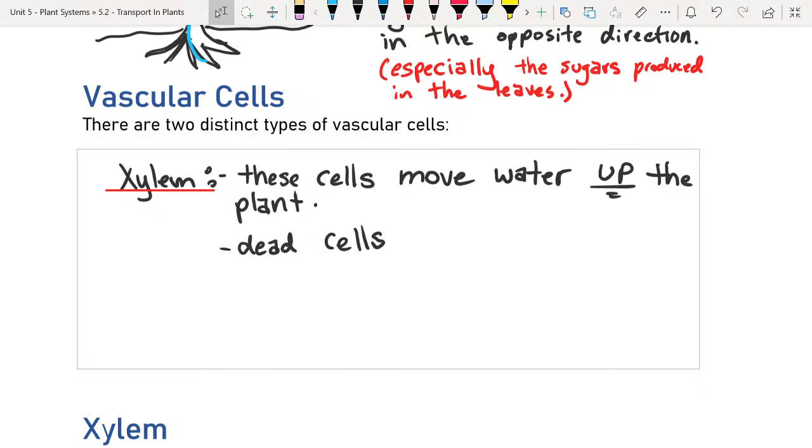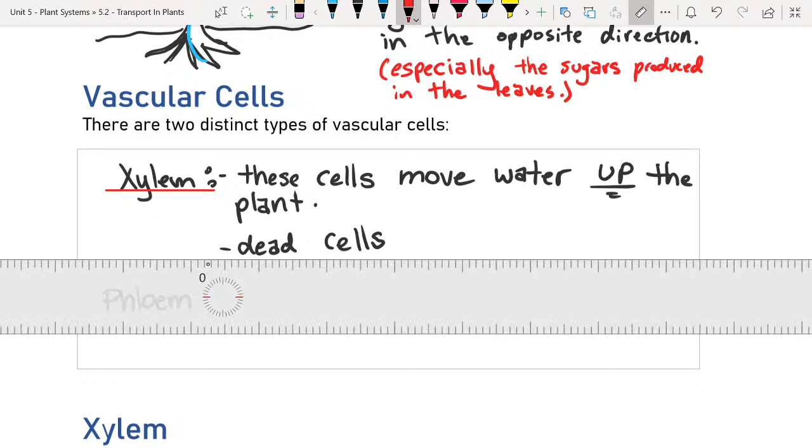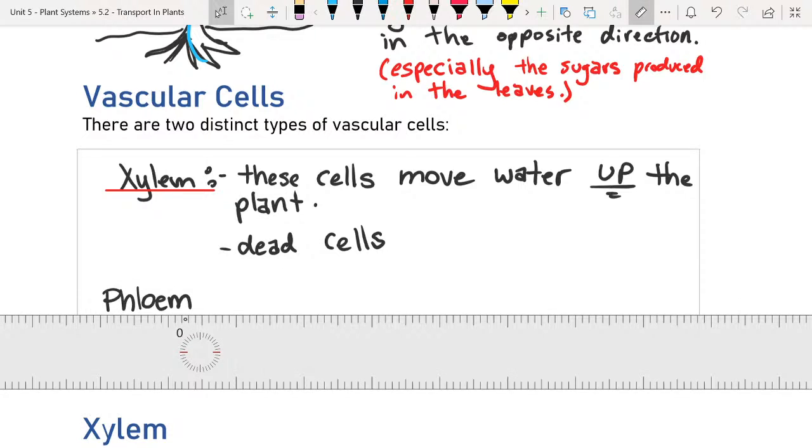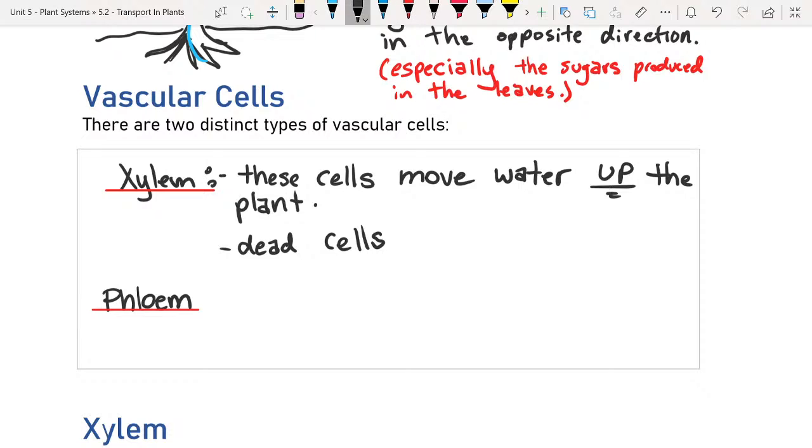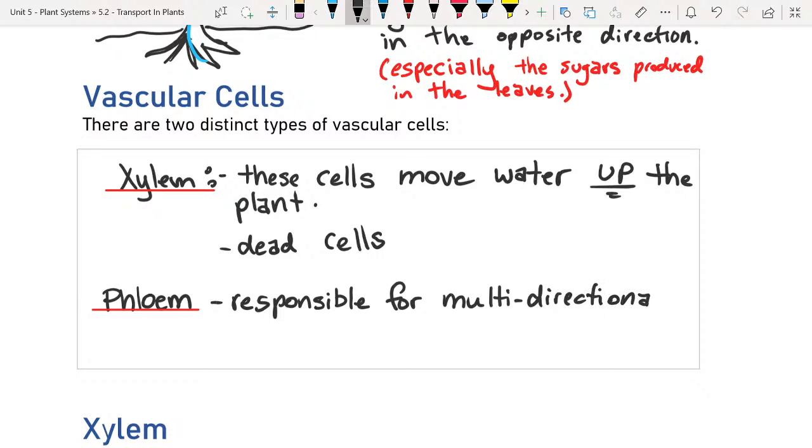And the other type of cell is called phloem. These names kind of suck, but here we are. Xylem and phloem. Phloem is responsible for multi-directional flow. And these are living cells.